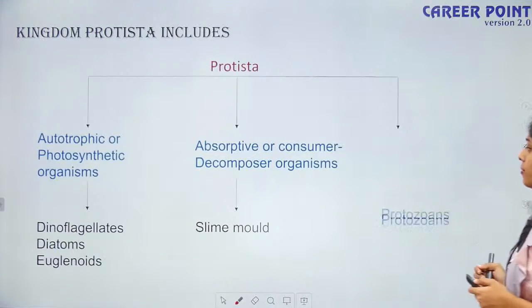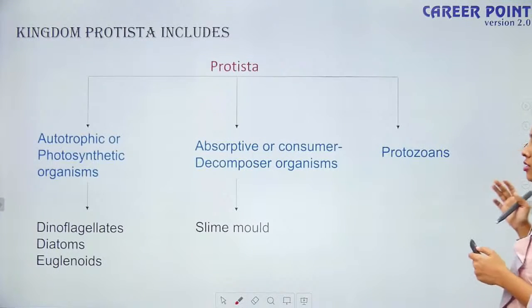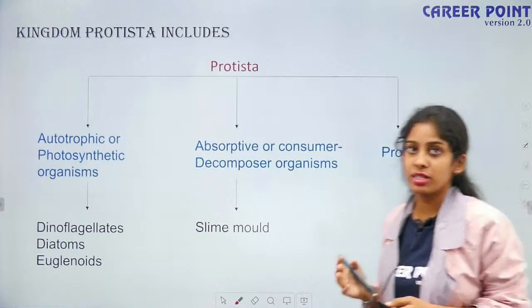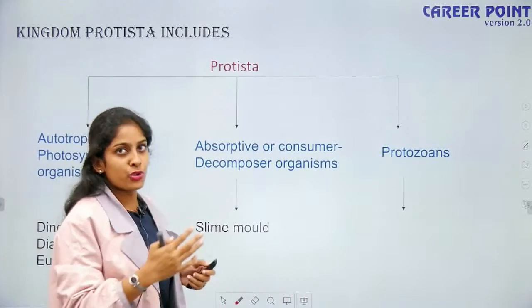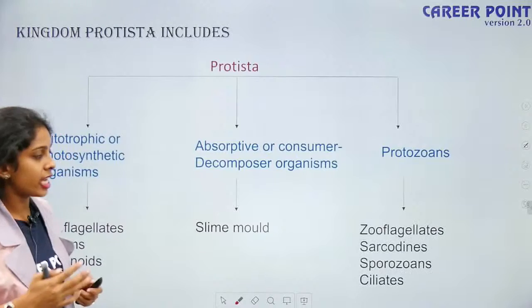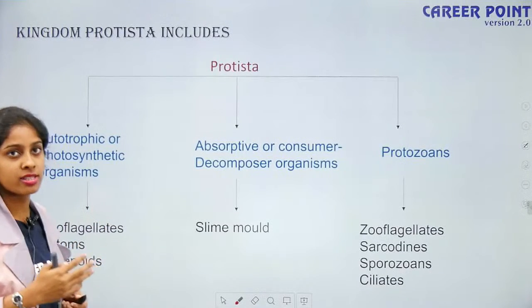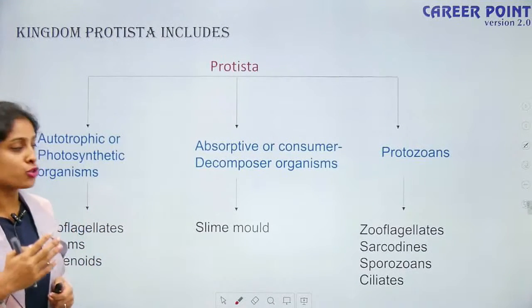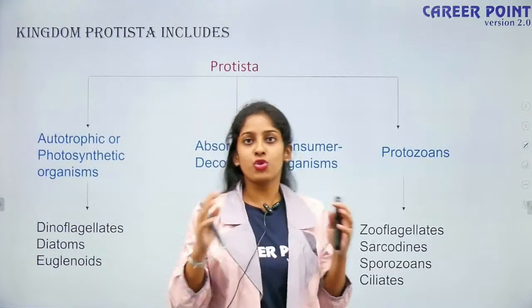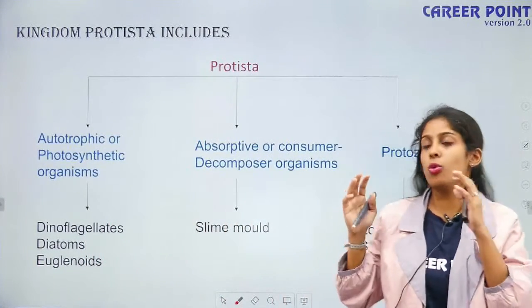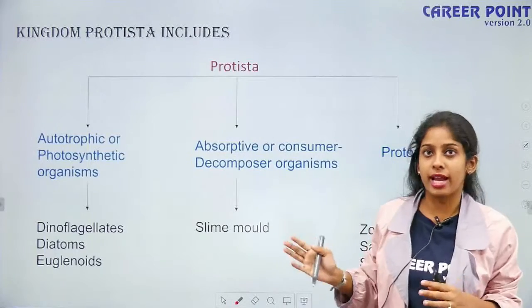The next one is protozoans, which is based on their movement and other special characteristics. Under protozoans you have so many types: zooflagellates, sarcodinoids, sporozoans and ciliates. We'll talk about each of them in detail: what is so unique, what is so special, and who are the examples under each category.